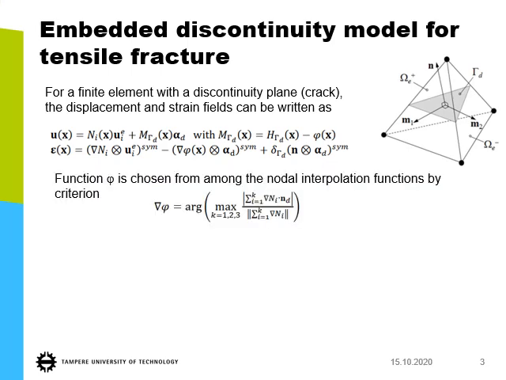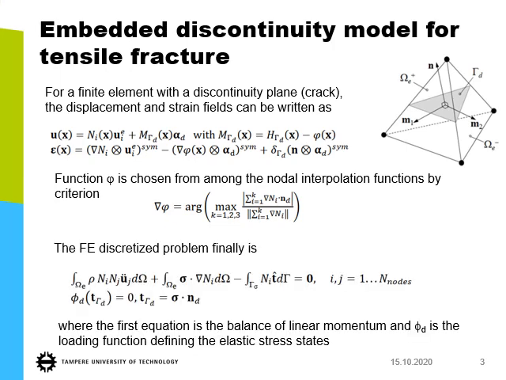Okay. And the function phi is chosen from among the nodal interpolation functions by this criterion. And the task of this function M with this special ramp function phi is to restrict the effect of the displacement jump inside this particular element. And that facilitates the treatment of the essential boundary conditions in the finite element formulation. You can find the details in the relevant literature.